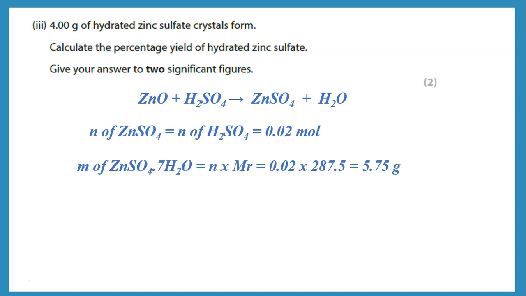What we should get is 5.75, but when they did it, they got how much? They got 4 grams. Then the percent yield is the actual yield that was obtained, which is 4 grams, over the theoretical yield that should be obtained according to calculation. So that's 4 over 5.75 times 100, and that means the reaction was a 70% yield.